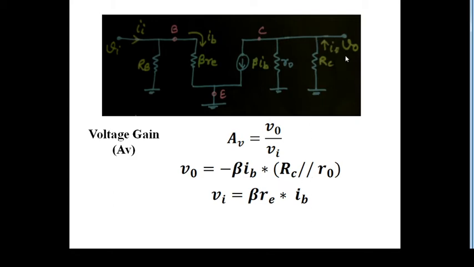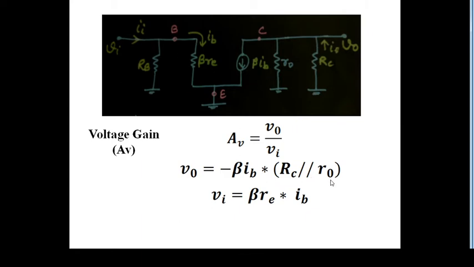For the calculation of V naught, and for Vi, this Vi is the same as that Vi. Vi is IB times of beta RE, because RB and beta RE are parallel, so the voltage across RB is the same as the voltage across beta RE. So Vi equals beta RE into IB. Very simple, it is just KCL, KVL, or simple network theory. Is it okay or not?